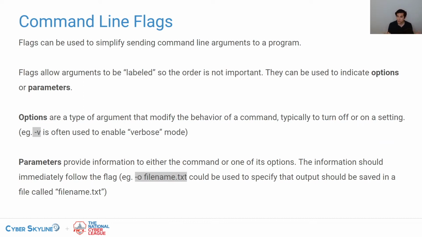But they could have chosen to do it a different way. They could have chosen to use command line flags. The way that command line flags work is that they basically allow you to label the items in the arguments. So imagine that we had a different program, and let's just say we're making a program that combines multiple files together.